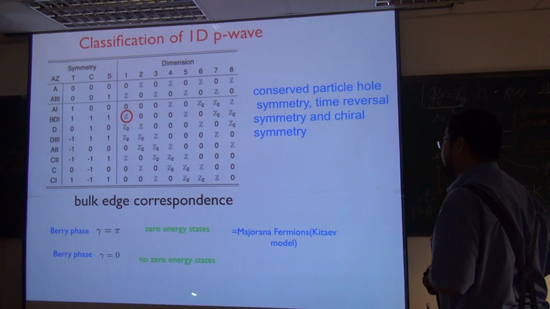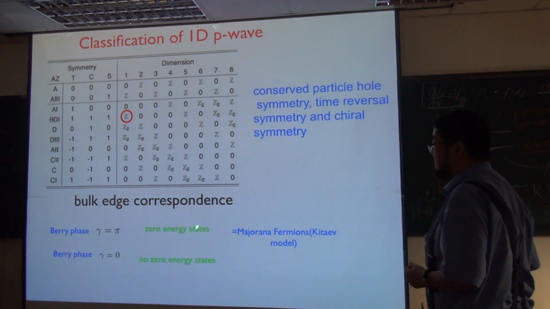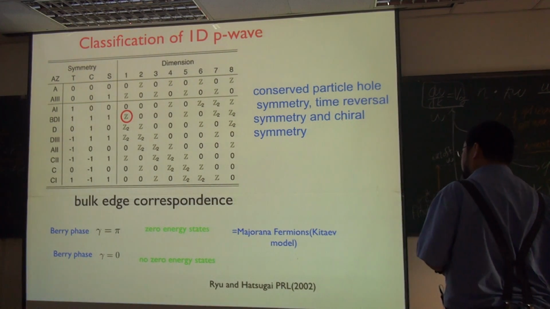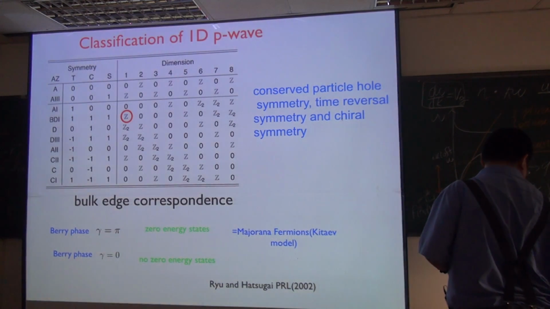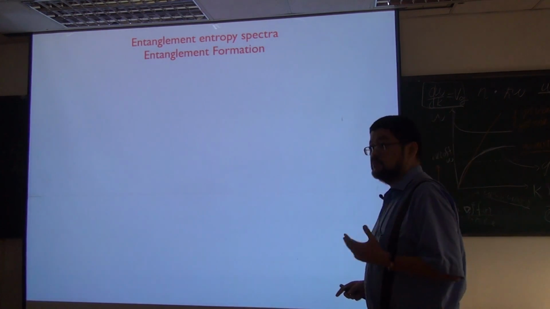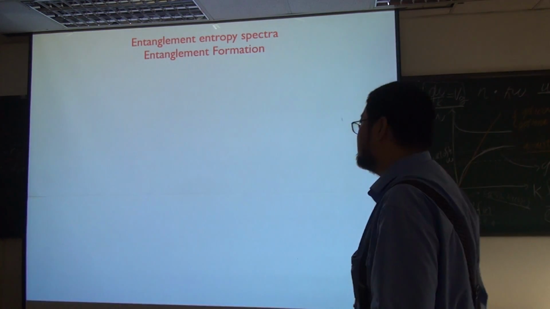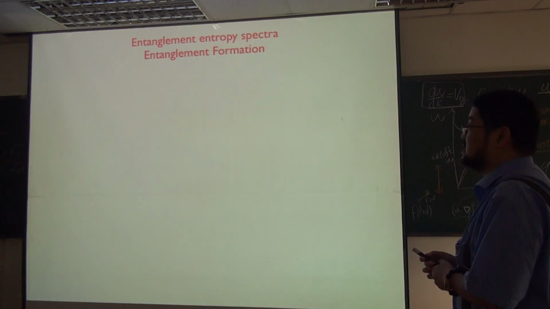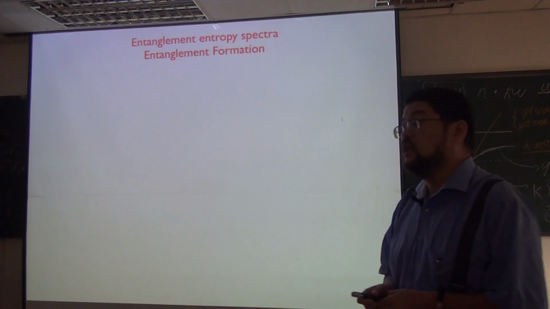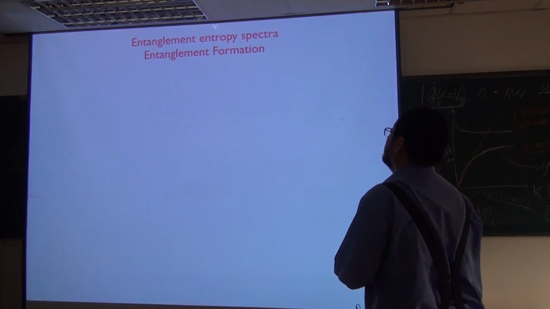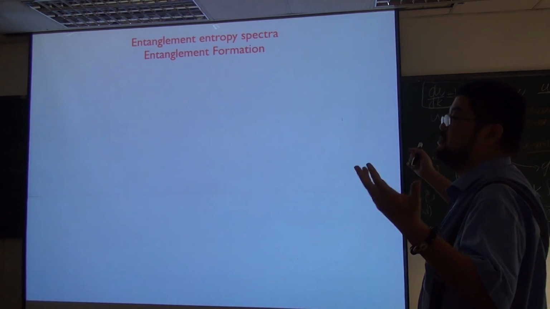But for Berry phase 0, you have no zero energy state at the edge, so you won't have a Majorana fermion. Then you see that Ryu and Hatsugai in 2002 mentioned this property, and this is very useful for us because we can use that to measure the edge mode in an information sense, and then we have this bulk-edge correspondence for the entanglement entropy spectra. So this is very important in our talk.